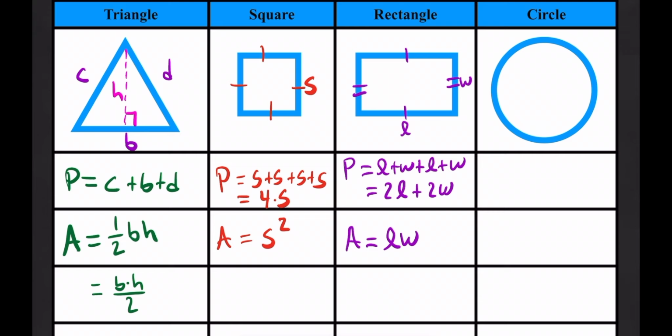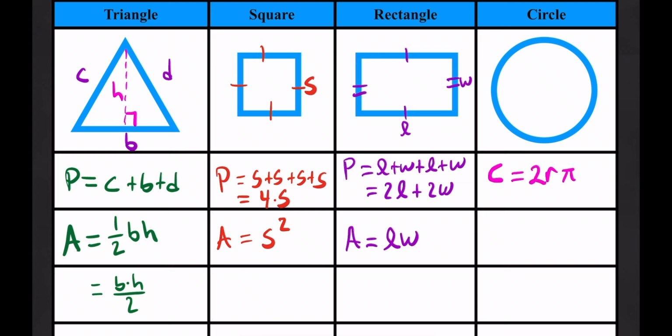Circle, you guys have all seen this stuff before. For a circle, we cannot say perimeter. Instead, we use the word circumference. It means the same thing. We're just going around the shape. So for the circle, the circumference is equal to 2 times the radius times pi.